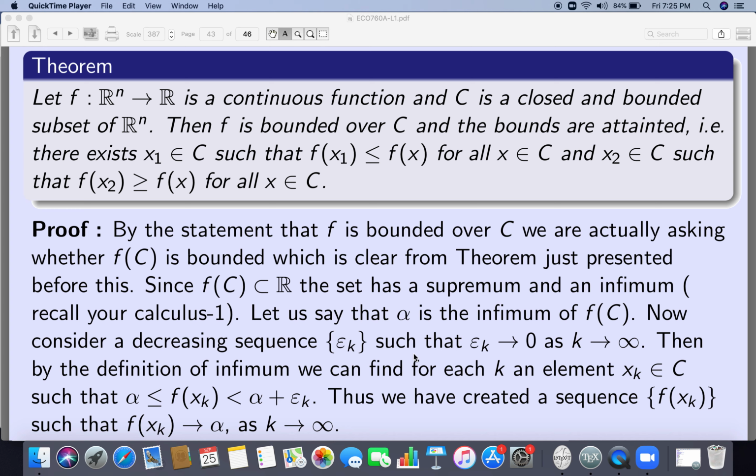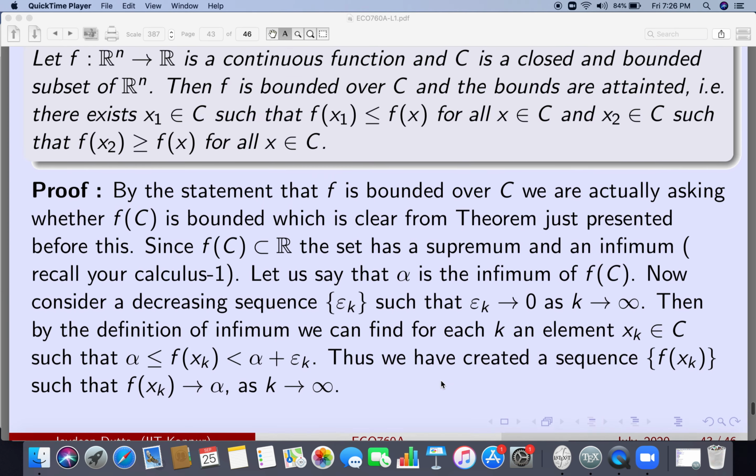So x1 gives me the lower bound, f of x1 gives me the lower bound. So x1 is actually the minimizer of the function f over the set C, and x2 in this case is a maximizer. We are essentially talking about a maximizer on the whole space C. So we will speak about all these things in slight detail, about global and local minimizers, in the next study about derivatives, optimization, convexity. But here, let's try to do the proof.